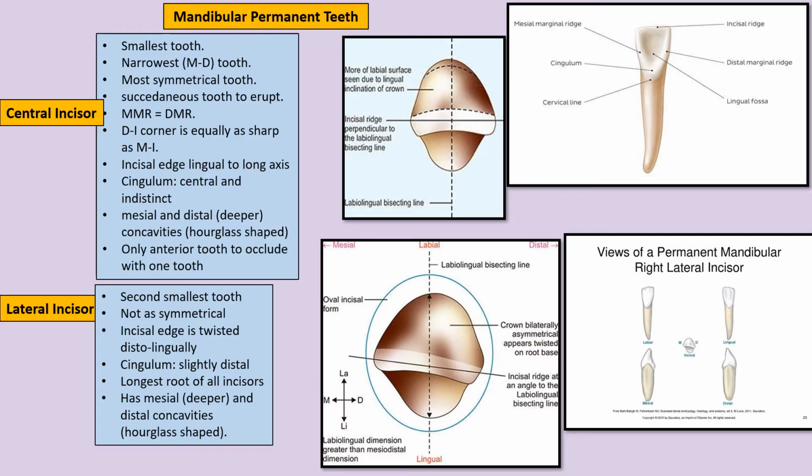Now the mandibular lateral incisor. It is the second smallest tooth, not as symmetrical, and the very important feature of the lateral incisor is that the incisal edge is distolingually twisted. So the distolingual twist on the incisal edge is a very important feature of the lateral incisor. Longest root of all incisors, and the cingulum is slightly distal here. It also has mesial and distal root concavity, hourglass shape.